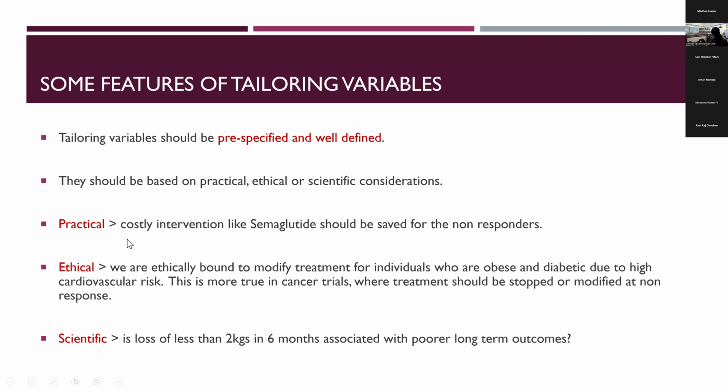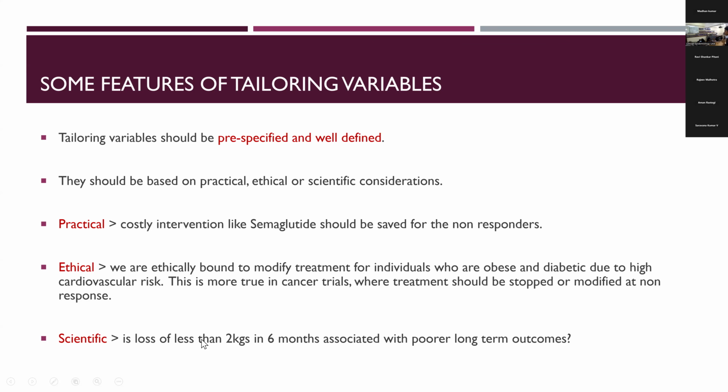the practicality of a tailoring variable is we want to actually save semaglutide for people who are not responding, something costly like semaglutide. Ethical is when you are going through the trial and you're noticing that this cohort of obese diabetic patients are not losing weight, you're probably ethically bound to give them something else. This is more so true in cancer chemotherapy. When a lot of these trials were designed, where if one treatment is not working, you can't wait for your endpoint of 18 months to decide to randomize them into another arm. You might have to do a response imaging if they are showing early signs of non-response.